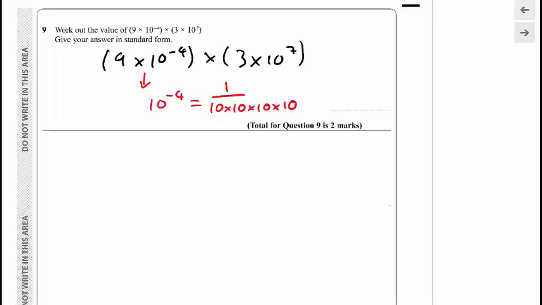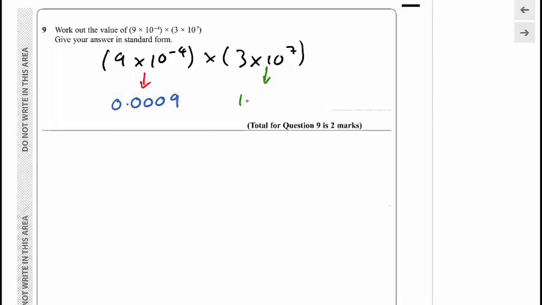Okay, so what's 10 times 10 times 10 times 10? That's going to be 10,000, isn't it? And then when we do 9 times that, it's just going to become a 9 on the top. So 9 over 10,000, that's the same as 9 divided by 10,000. So 9 divided by 10,000, you're going to have 0.0009, right? So that's 9 times 10 to the minus 4. 0.00009. Okay, let's look at this then.